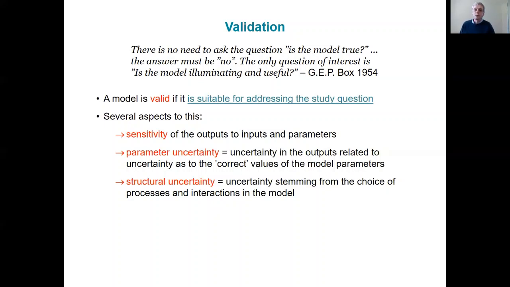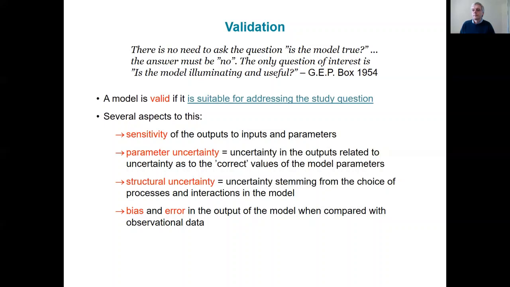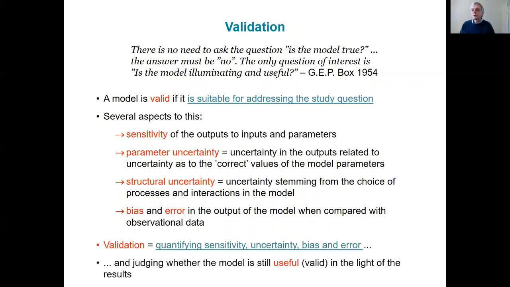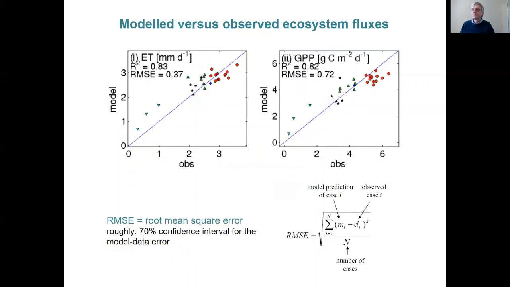But it should be adequate in order to say yes or no to the question or the hypothesis that we're testing using the model. It's about bias and error in the output of the model when we compare it to observational data. And when we perform validation, we're characterizing all of those things and judging whether the model is still useful or valid in the light of the results for addressing our question.